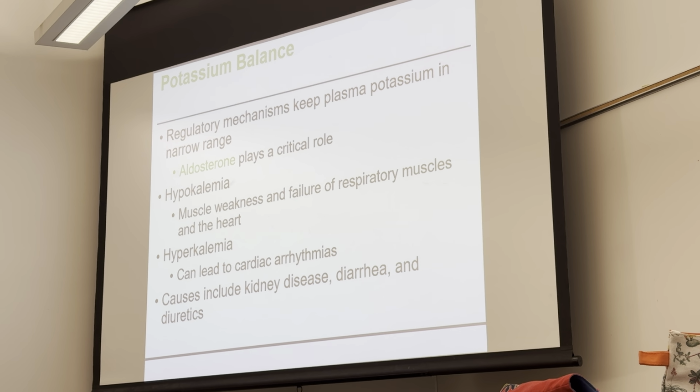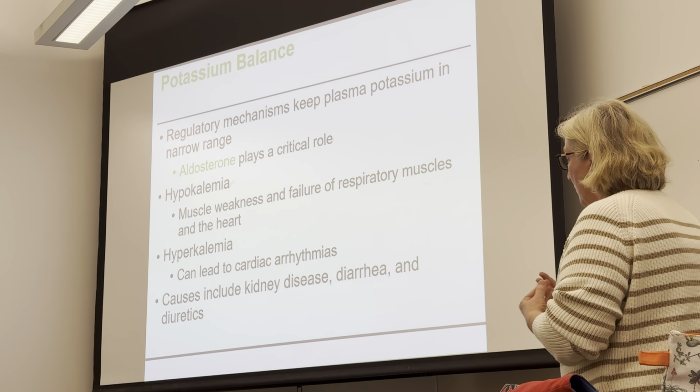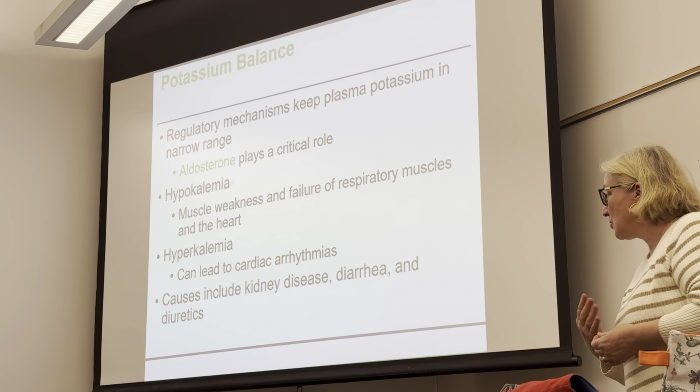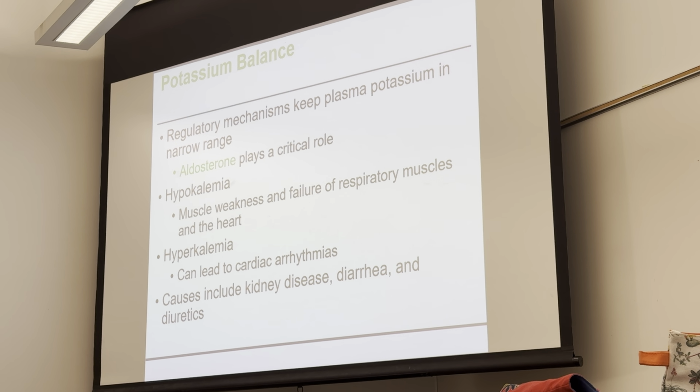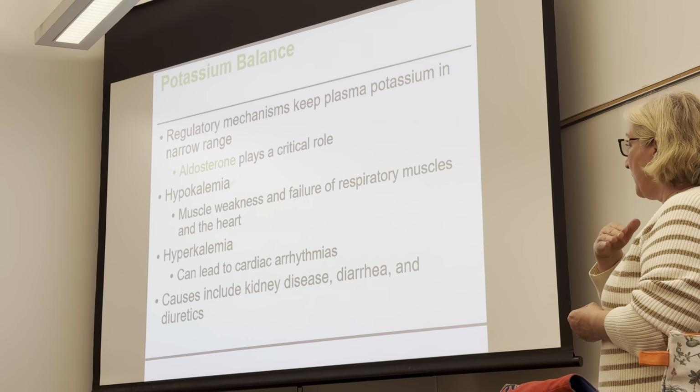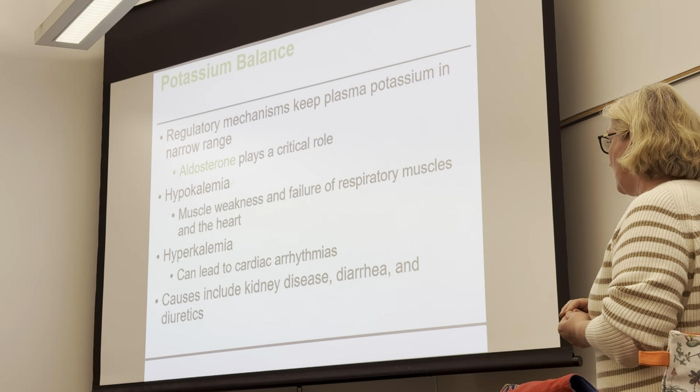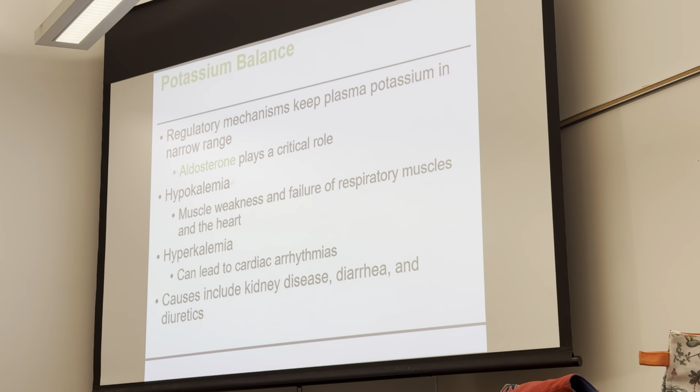So for potassium balance, we do know that potassium is very important for the muscles and for the heart action potential. So hypokalemia will result in muscle weakness, and hyperkalemia would actually make the heart beat much faster. It will get closer to the threshold for the action potential. And both of these are controlled by aldosterone.